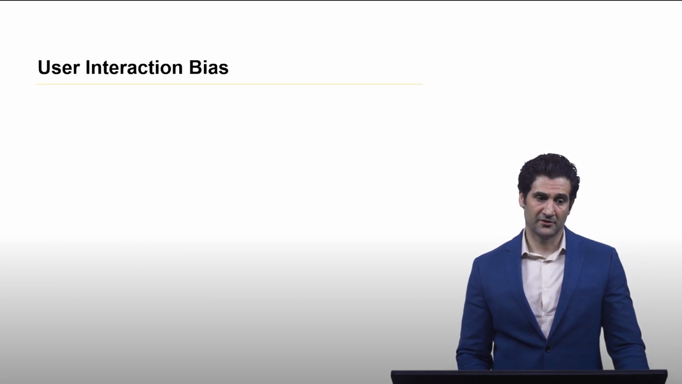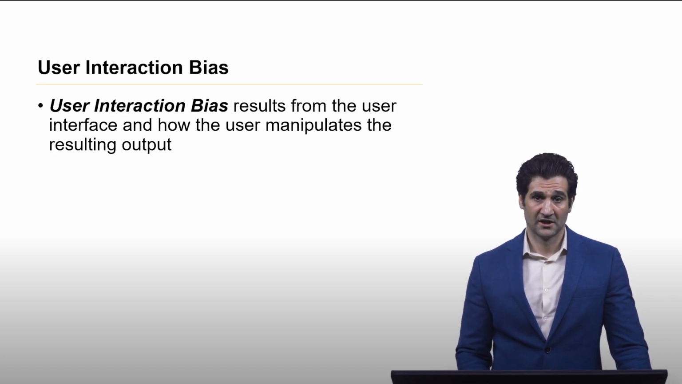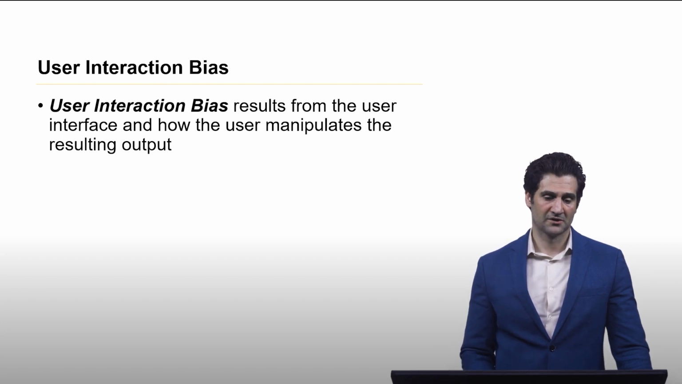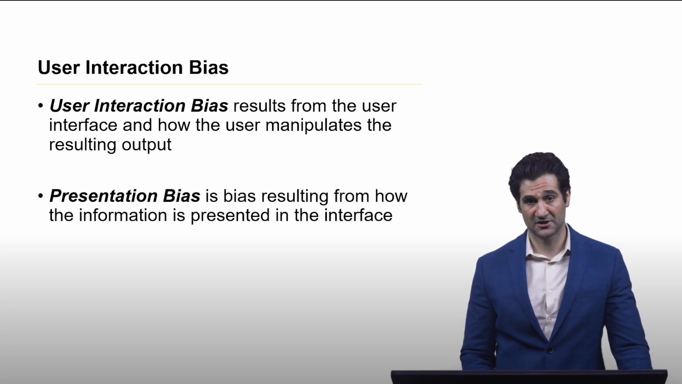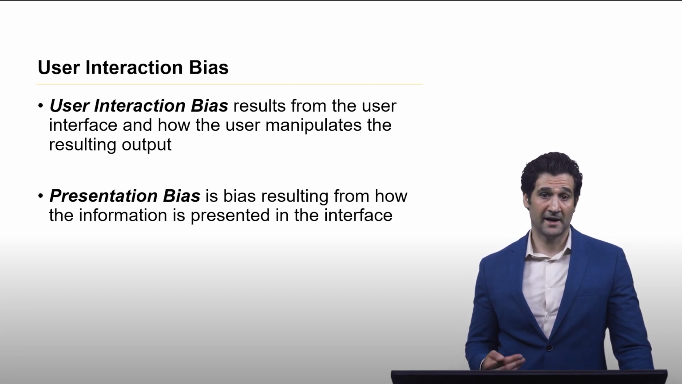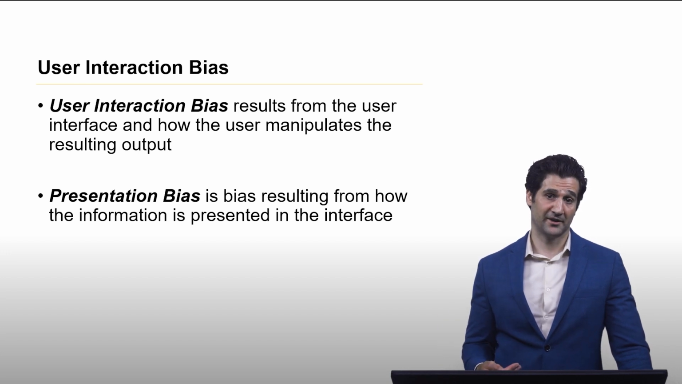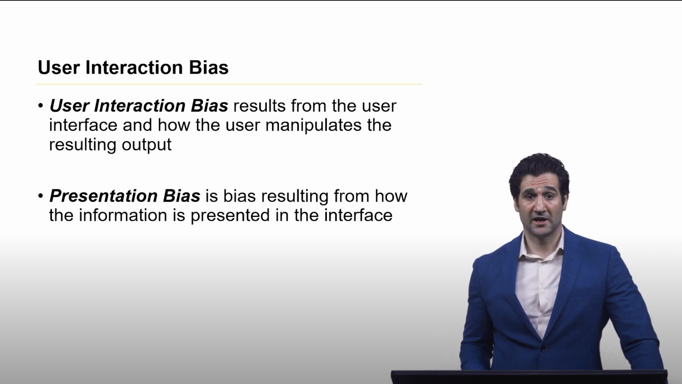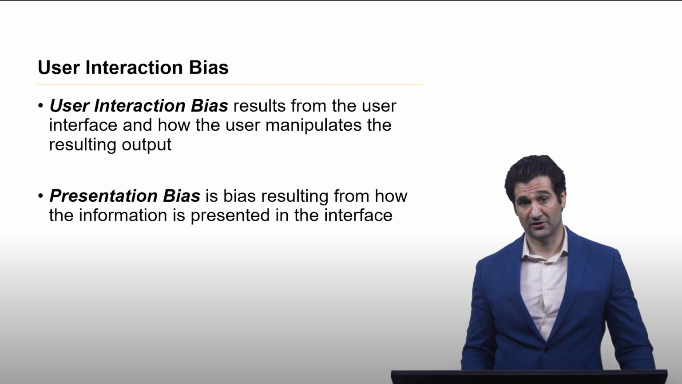So the next type of algorithm to user bias is user interaction bias. This deals with how the user interacts with the interface and how they manipulate the resulting output. There are two types of user interaction bias to consider. One is called presentation bias, and this results from how the information is presented in the user interface. It's really easy with, say, a graph of data to skew information by manipulating the scales of the axes, for example.